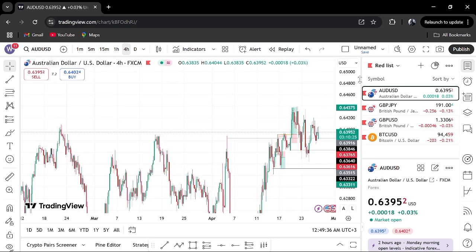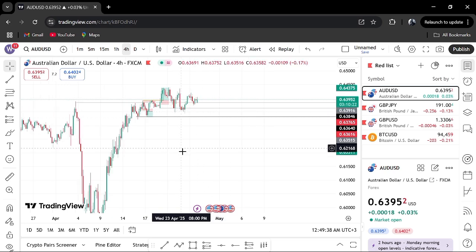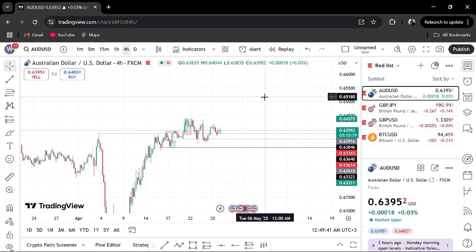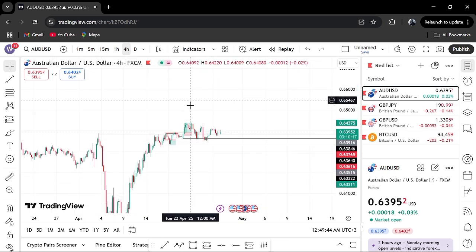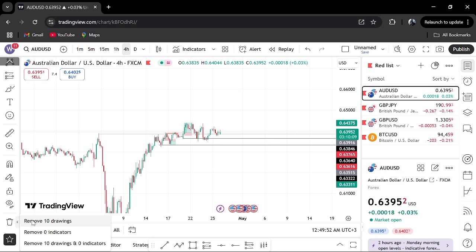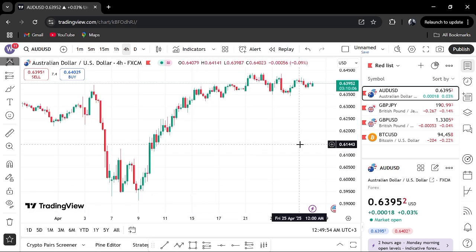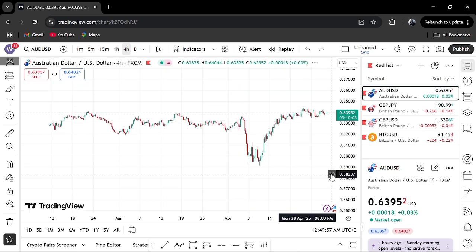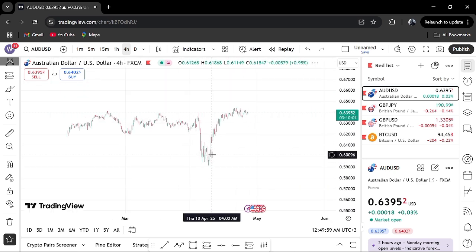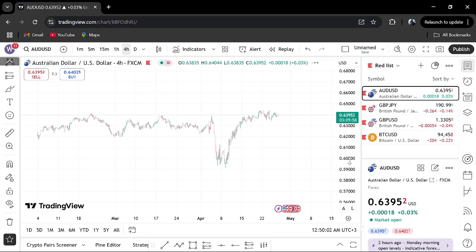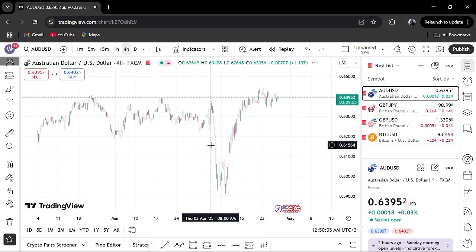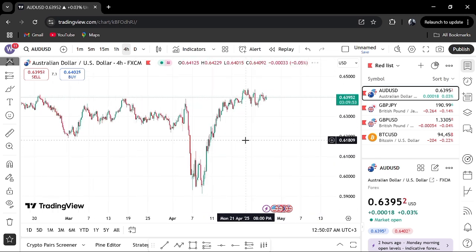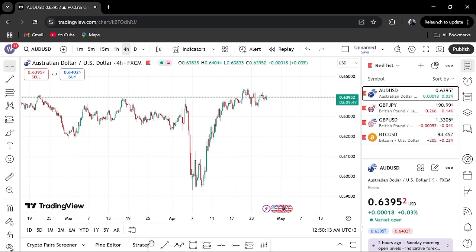Let's start the analysis. We are going to start from the 4-hour time frame because it's the bigger time frame and it's where we see the overall trend. So I'm going to clear all these charts. You can press this reset. You can see what has been happening here. Mostly the market has been consolidating. Just the news has mostly been affecting the market. But let's continue. So this is how our analysis for this week is going to be.